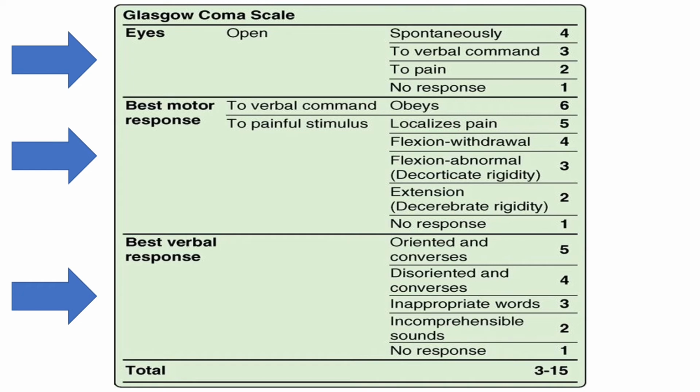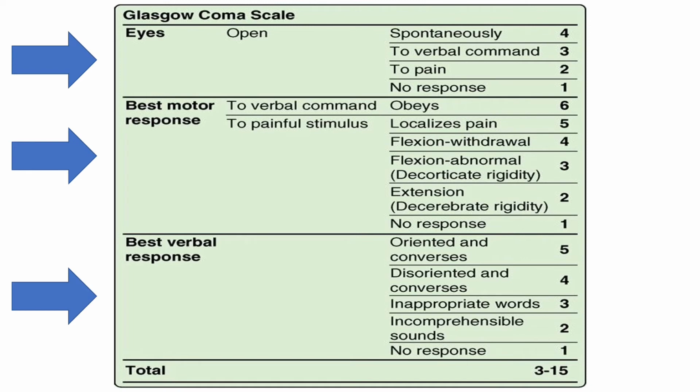If my patient still has the neurological capacity to form single words, but these words make no sense in the context of my discussion with them, they get 3 out of 5 points. And if they can make sounds like moaning or grunting, but no actual words, then they would get 2 out of 5 points. And obviously, if they have no verbal response, the score is 1 out of 5.